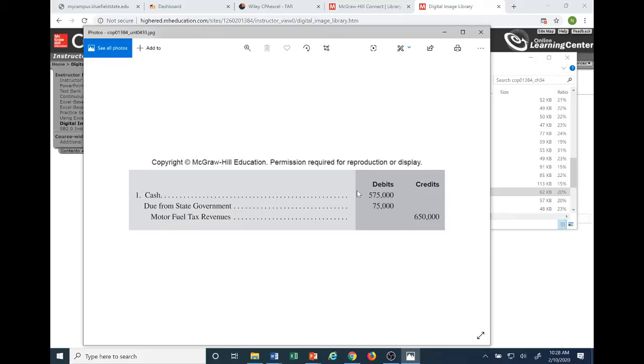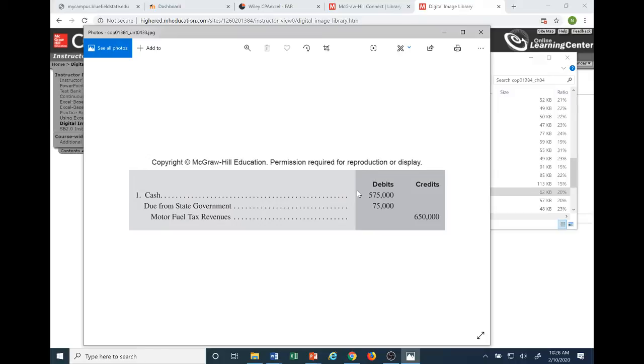Motor fuel taxes are derived tax revenue. Under modified accrual accounting, revenues are recognized in the same year that the underlying transactions, which in this case is the sales of fuel by gas stations, takes place. So note that the control accounts are not used since there's a limited number of revenues and expenditures. So just kind of ignore that last sentence.